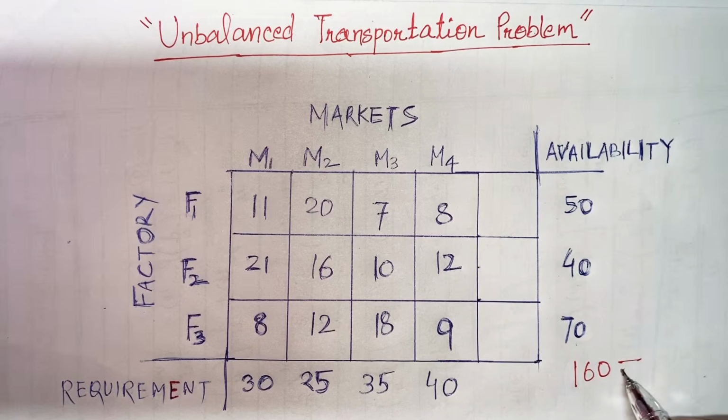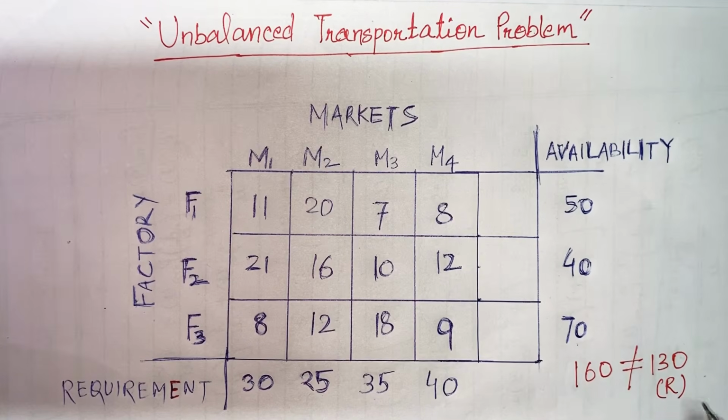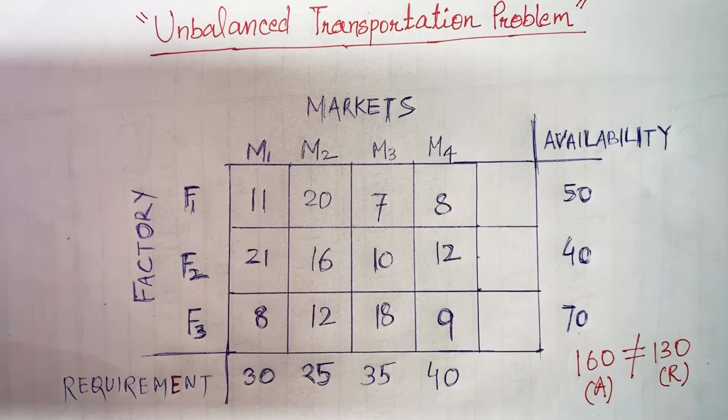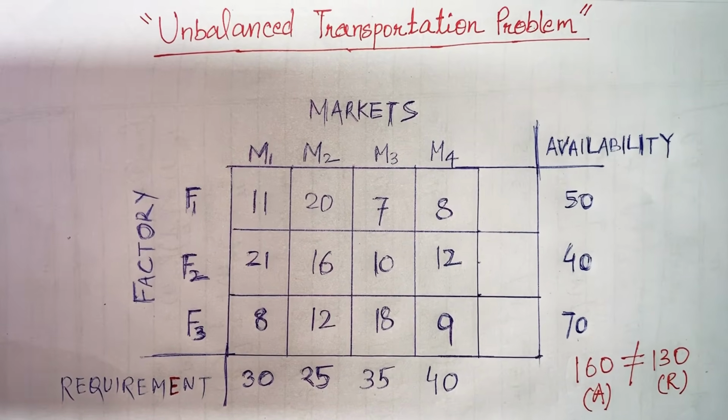So availability is not equal to requirement. I'll represent requirement by R, availability by A. So availability is not equal to requirement. You can think of a simple principle: demand is not equal to supply. That means supply is available for 160 units, while demand in the market is only 130 units. So this is an unbalanced transportation problem.